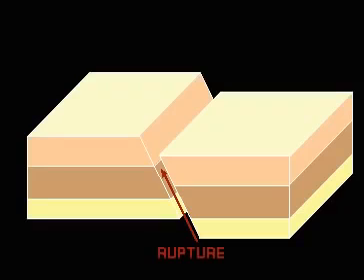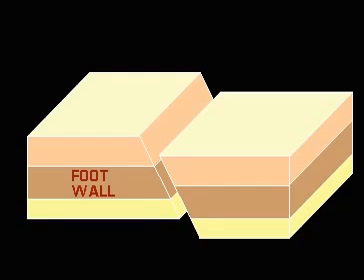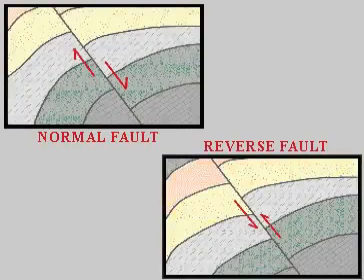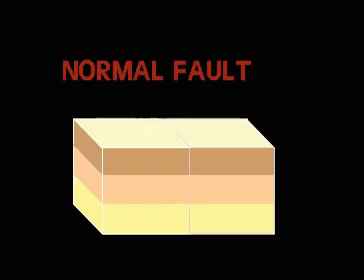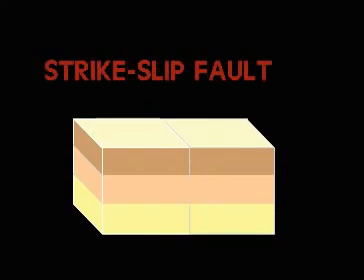The other common structural feature found on the Earth's surface is a fault. Faults are ruptures along which the opposite walls have moved past each other. The zone of rupture is called the fault zone. The block above the fault zone is known as the hanging wall, and the block below the zone is known as the foot wall. Based on the direction of movement of the walls, faults are classified into normal faults, reverse faults, and strike-slip faults.